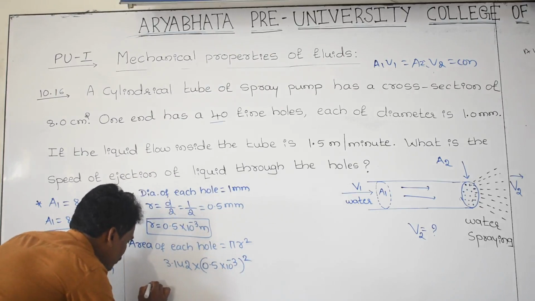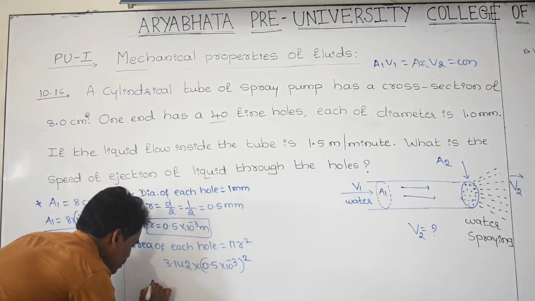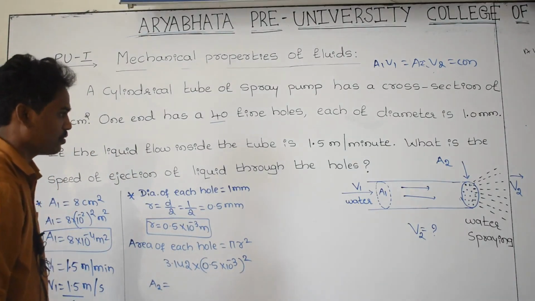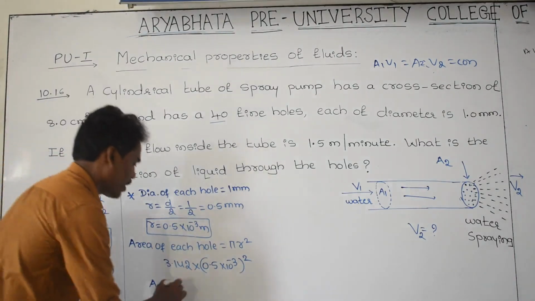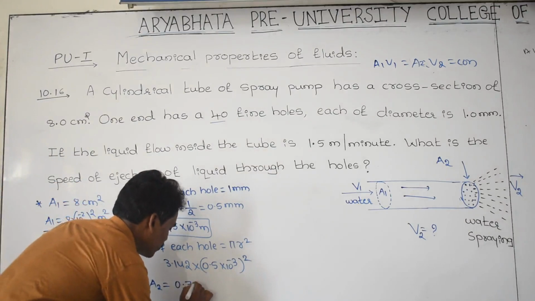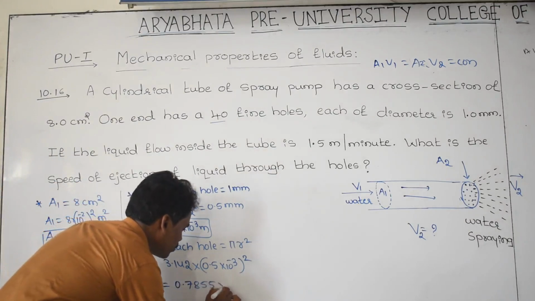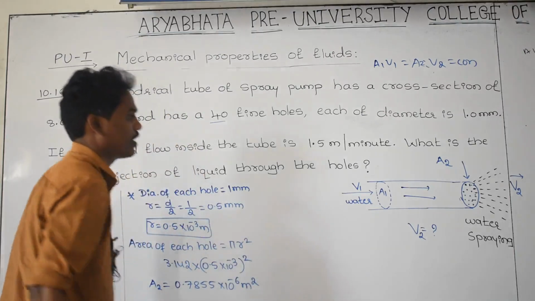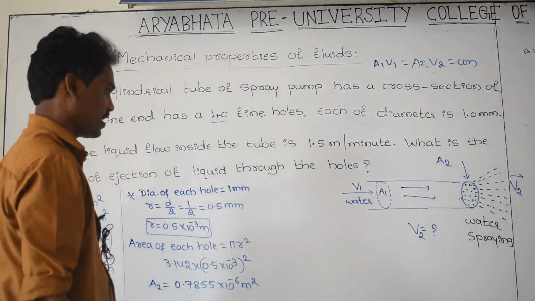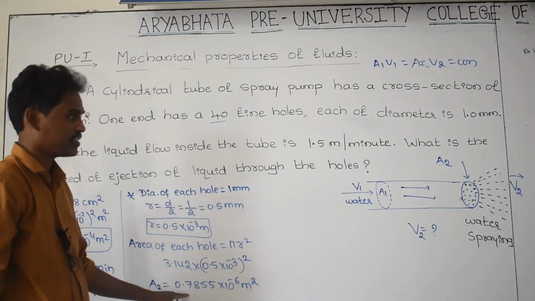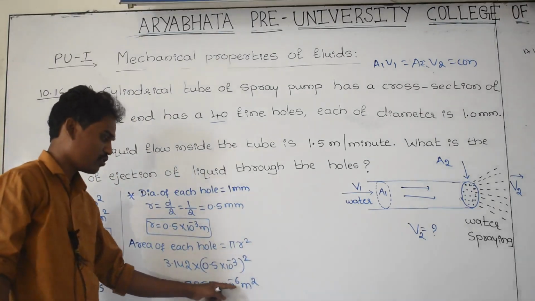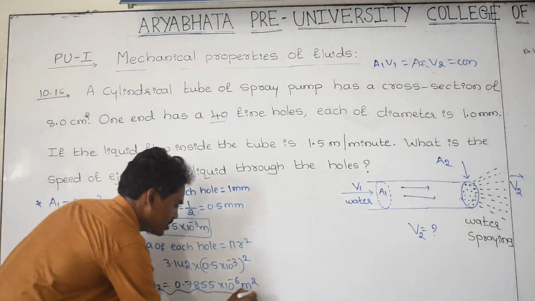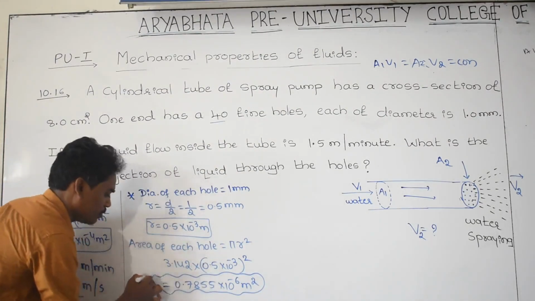Then area of each hole, that is A2, is equal to 0.7855 into 10 to the power of minus 6 meter square. You can take this value. This is the area of one hole. This is the area of just one hole.